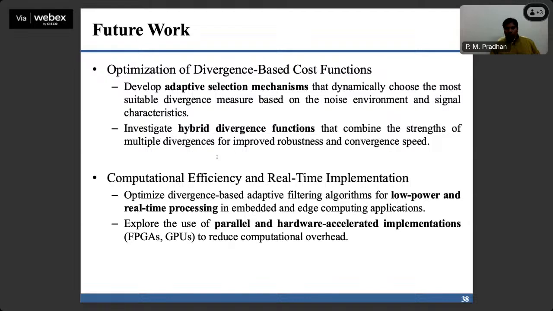For example, as I said, if you look at all these divergence measures, those are a little bit more computationally complex as compared to your error square cost function. So you can look at the computational complexity and reduce it, and you can also look at the parallel and hardware-based implementations of all these information theoretic divergence-based cost functions, so that the computational complexity can be brought down.